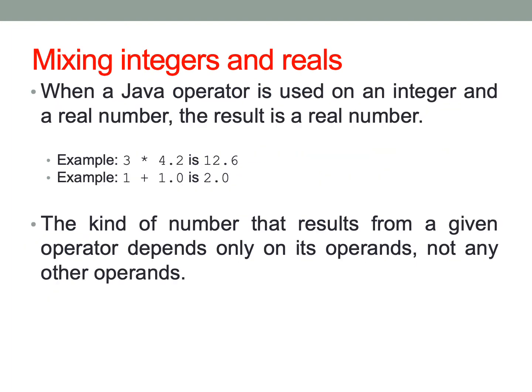So now let's look at mixing integers and real numbers. When a Java operator is used on an integer and a real number, the result will be a real number. For example, if we have 3 times 4.2, it will give us 12.6. We can think of it as int times double, so it will give us double. The same goes for division, modulus, addition, and also subtraction.